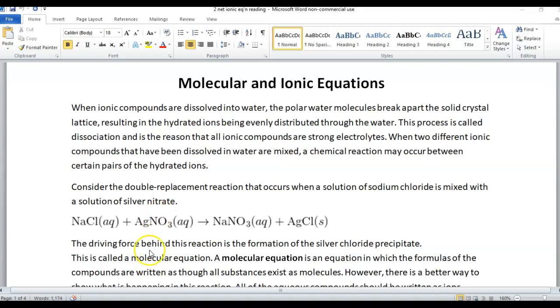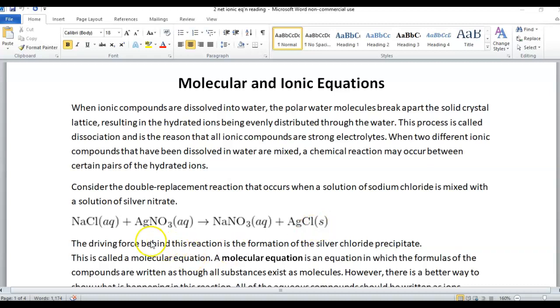Here's an example of a molecular equation. Although these are listed as aqueous, it's still a molecular equation because nothing is broken apart. How do you know which ones are aqueous and which ones are solids? In other words, form precipitates. You look at your solubility rules.